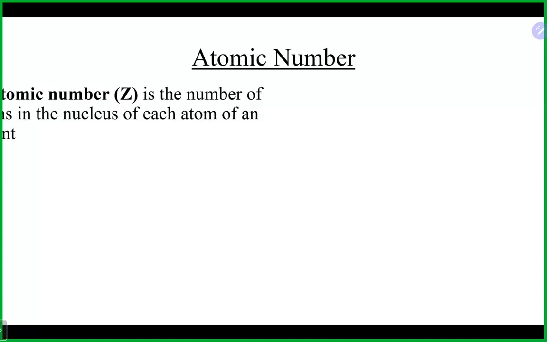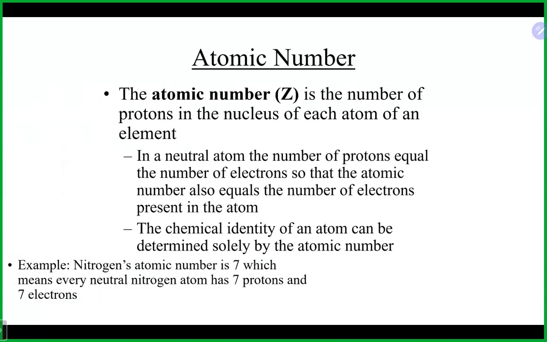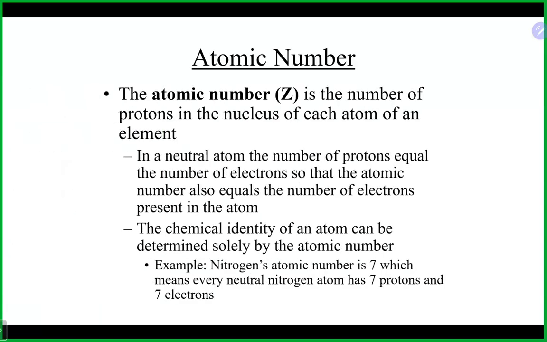So we're going to start with the atomic number. The atomic number is sometimes abbreviated with a Z. And the definition of the atomic number is the number of protons that you have in the nucleus of an atom. So the atomic number tells you how many protons you have in an atom.